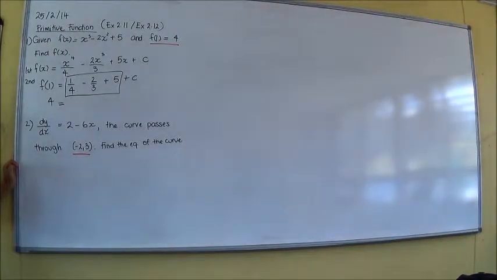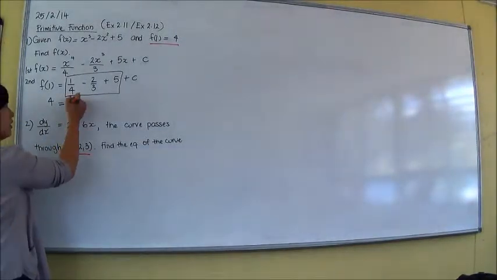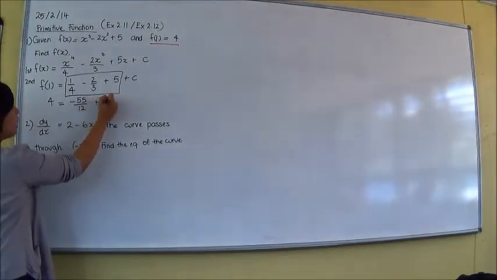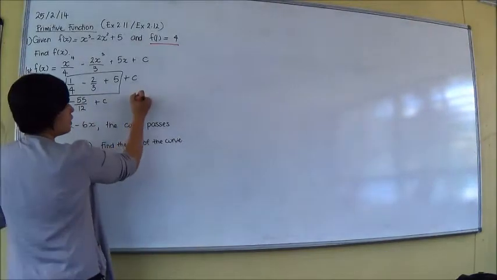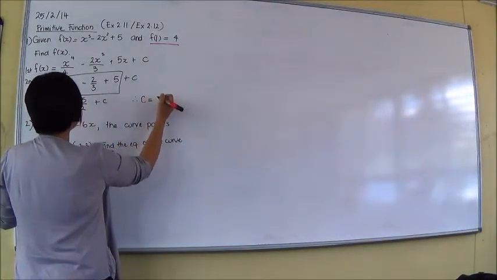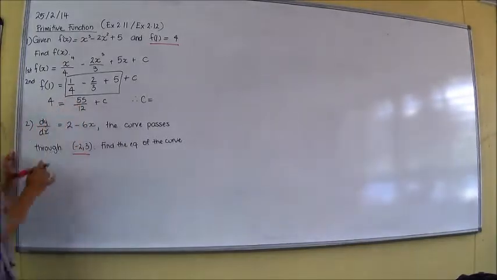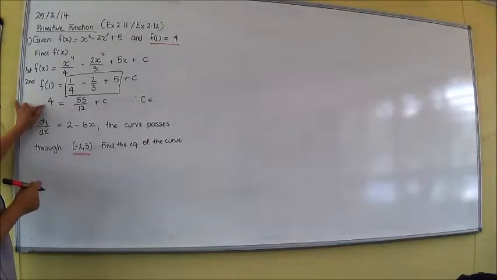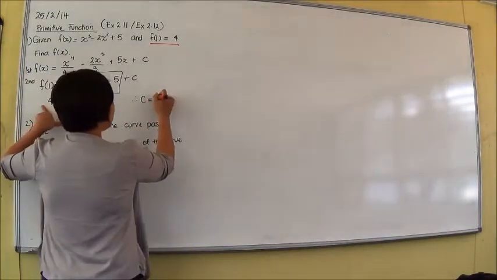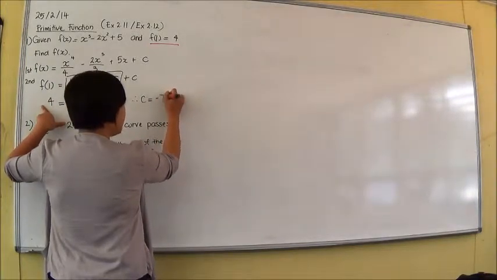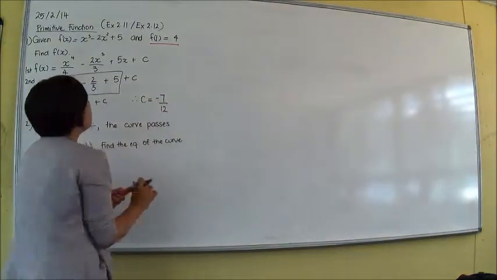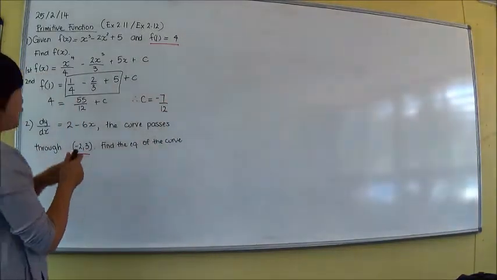55 on 12. Alright, so we're going to add that to 4. So therefore C equals. Positive. Oh, it's positive. Sorry. Then we subtract it from 4. Oh, no, don't worry. Subtract it from 4. We get negative 7 on 12. Okay, so now that's what our c is, so we go back to our original function.